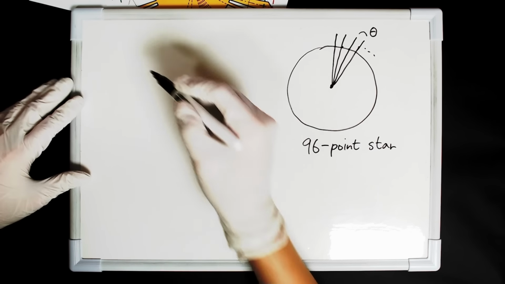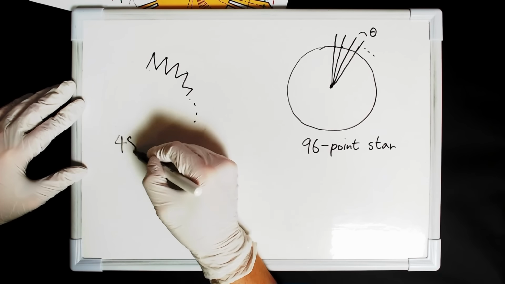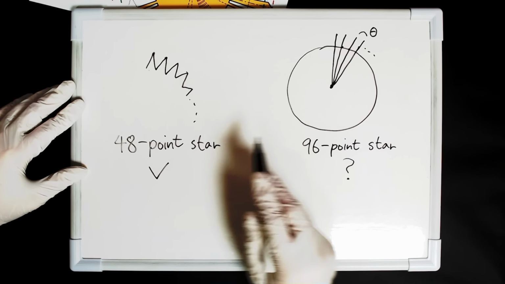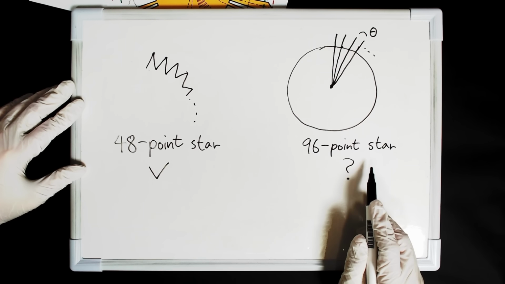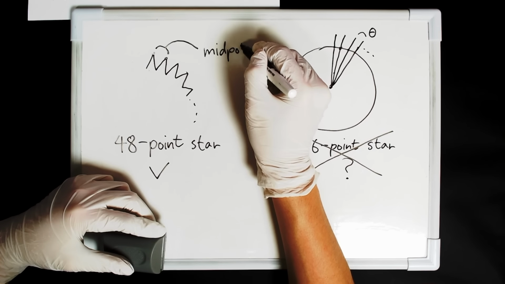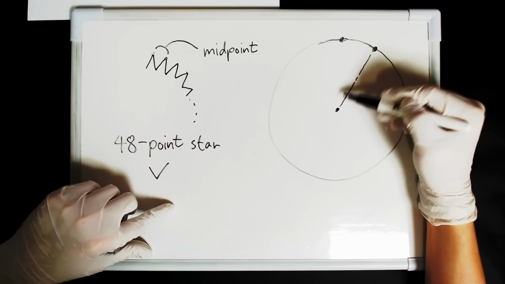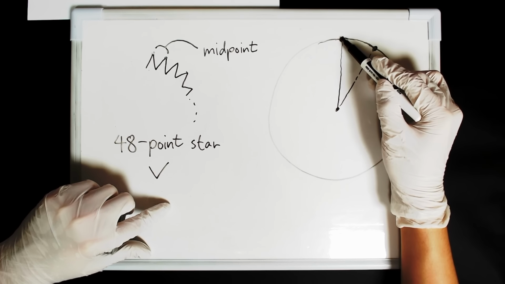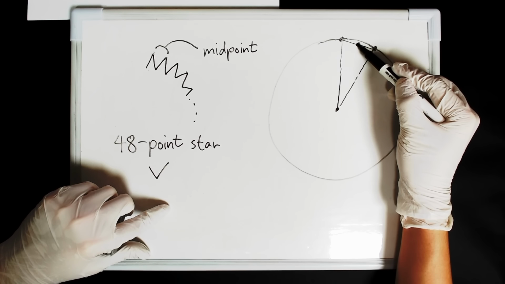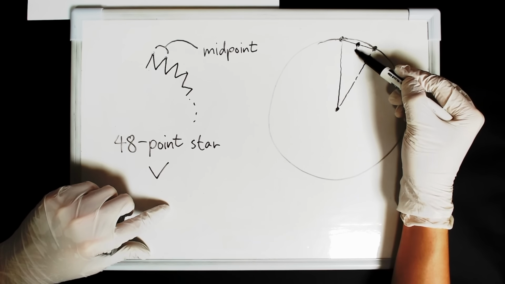The star with the most number of points that we managed to make up till now is a 48-point star, which is half of 96. And I don't have an easy way to double the number of points. So instead of trying to get 96 points on the circle, we will do something different. Imagine these 2 points are like the first 2 points of the 48-point star. We are going to construct their midpoint and connect it to the center of the circle.